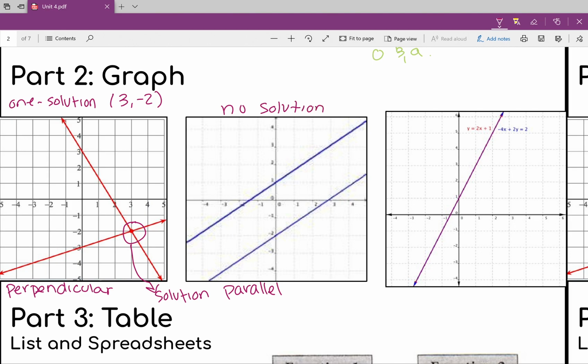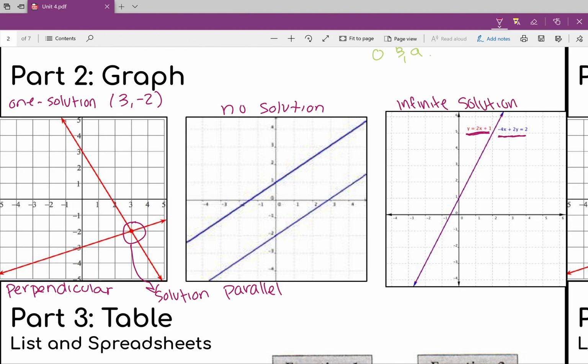And then lastly, graph 3, notice that it is 2 different lines. We have one line that's red, that's y equals 2x plus 1, and another line that's right on top of it that's blue that says negative 4x plus 2y equals 2. Since they are directly on top of each other, this is called an infinite solution.